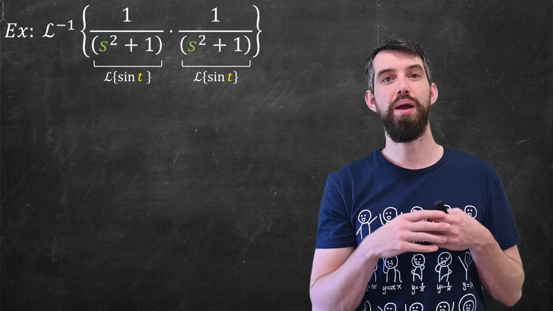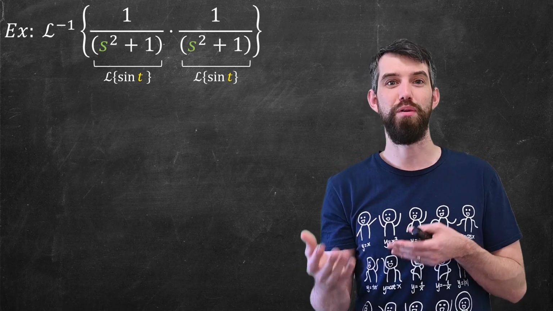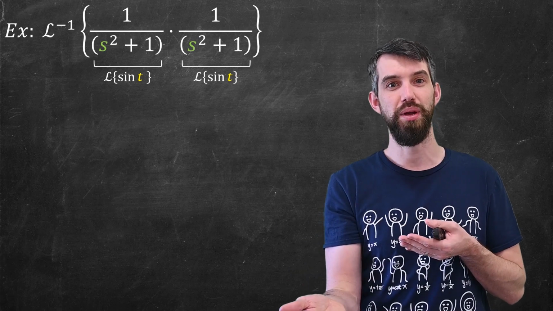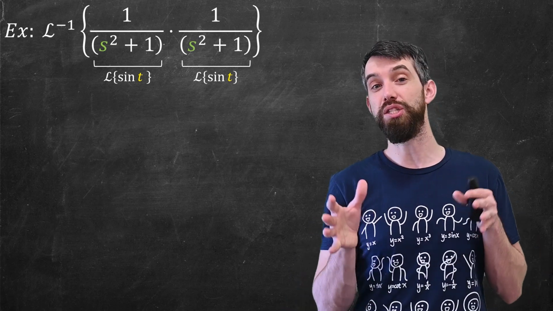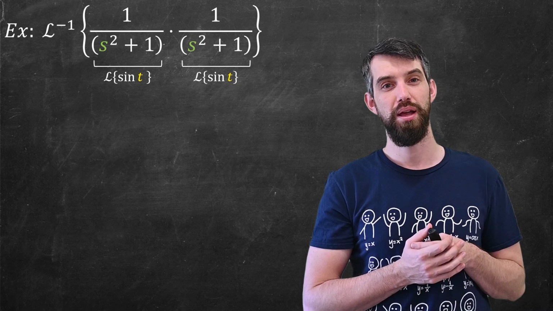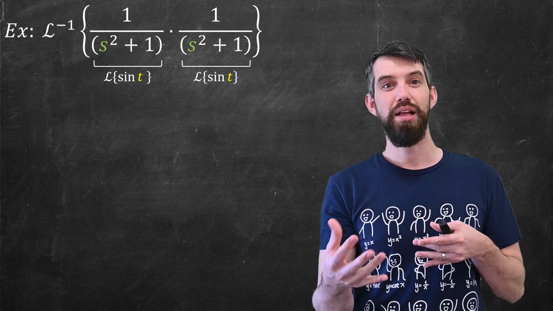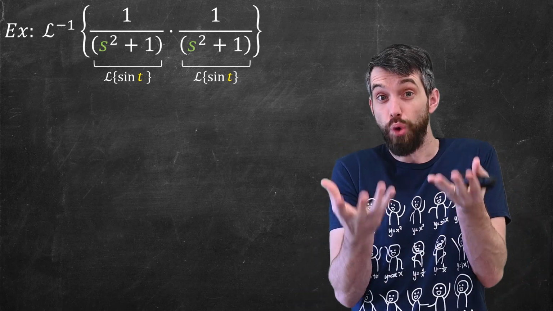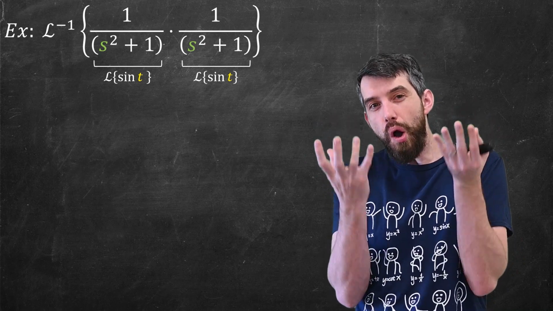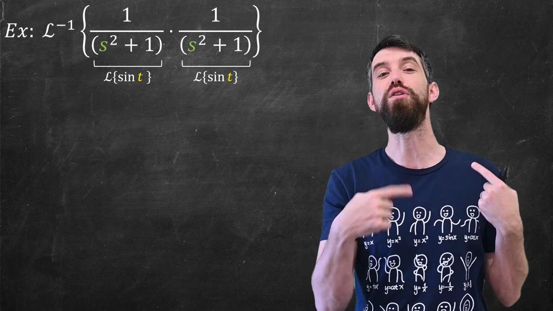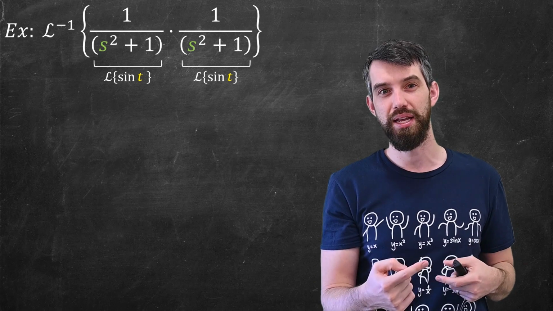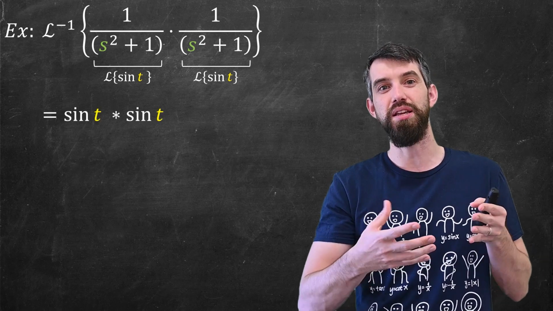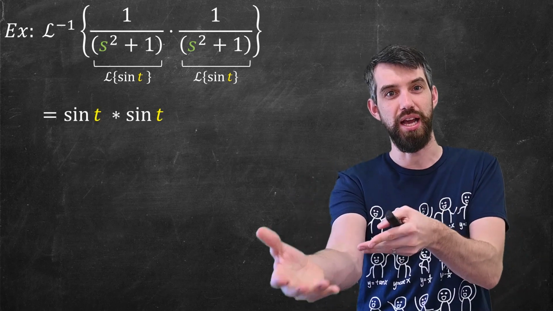So it looks like I've got the Laplace transform of sine multiplied by another copy of the Laplace transform of sine. Now, as mentioned, the Laplace transform of a product is not just the product of the Laplace transforms. So the answer to this is not just sine squared, as much as we might wish it to be. However, what we've just seen is that the inverse Laplace transform of a product is the convolution of the inverse Laplace transforms of the two different factors. That is, this is sine of t convoluted with sine of t again.